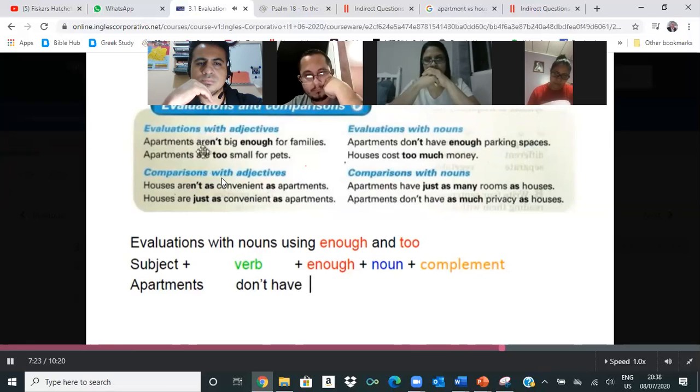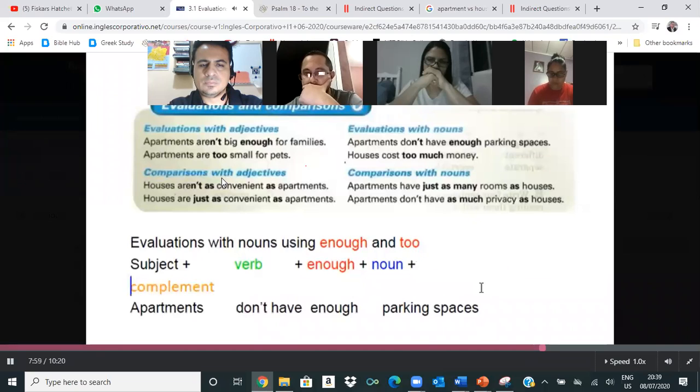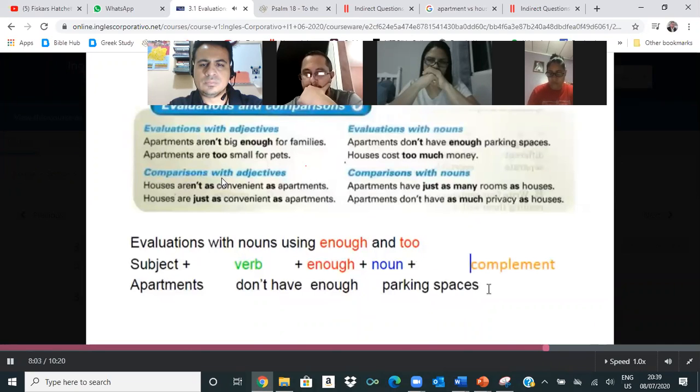And then this follows enough. So opposite from adjectives, where we would include the adjective first, when we make evaluations using nouns, we no longer use the adjective first. We're going to include enough, and then we're going to include the noun. So let me give an example here. Don't have enough, and then whatever noun that we want to include. So in this case, don't have enough parking spaces. Okay, so the noun is parking spaces, and then you can think of a complement, if you will. So you can include something else there. So for example, what could that be? Don't have enough parking spaces for people, right? That could be the complement. But in this case, the noun is parking spaces.